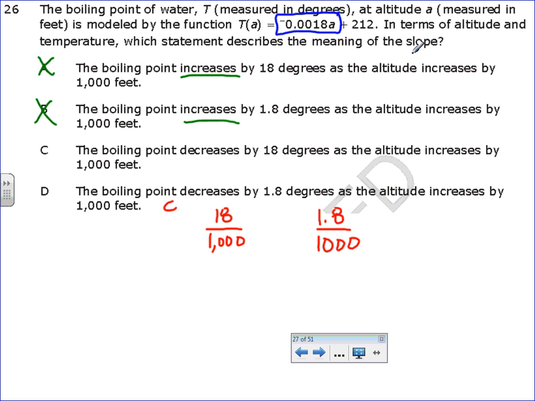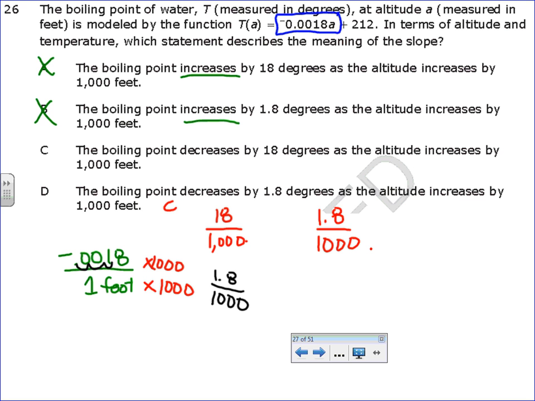Well, right now it's negative 0.0018. And that is per 1 foot. Well, I noticed that my other ones are at 1,000. So that means I need to multiply the top and the bottom by 1,000. When you do that, that means I move the decimal three places. I'm going to get 1.8 over 1,000, which is G.